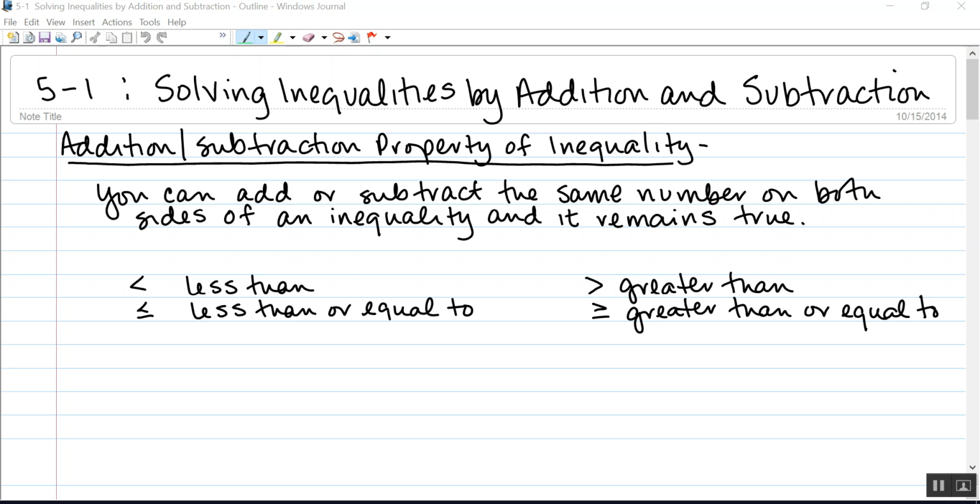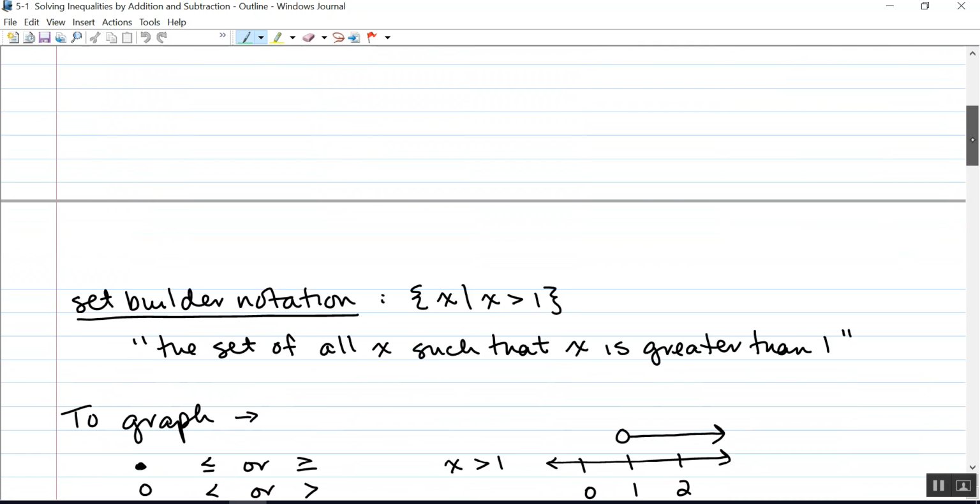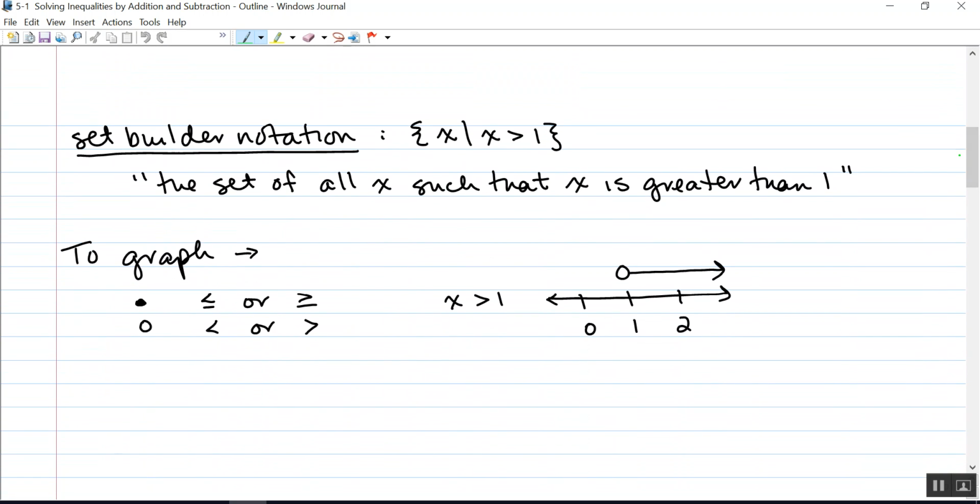And just to review the symbols that we're going to use in inequalities, we have a less than symbol, a less than or equal to, a greater than, and a greater than or equal to. And since our answer is not just one number, it's a whole set of numbers, we're going to use something called set builder notation. And it's written like this: curly brackets and an X, and then kind of a long vertical bar, and another X, our inequality symbol, and then our number followed by closed curly brackets. And we read this, the set of all X such that X is greater than 1.